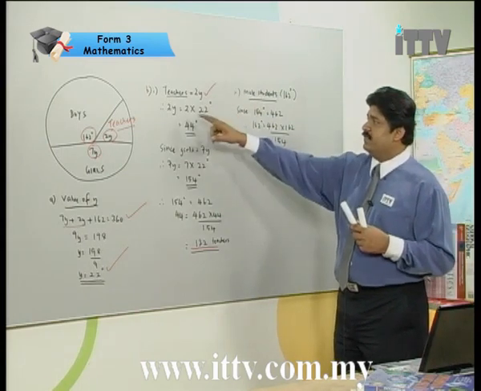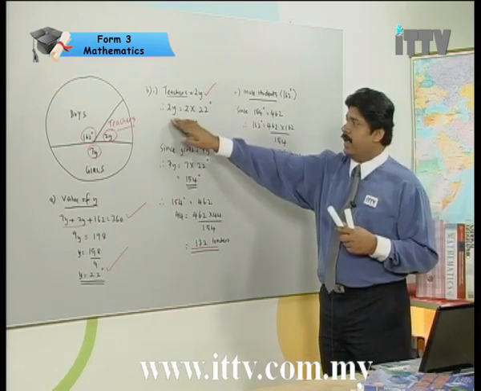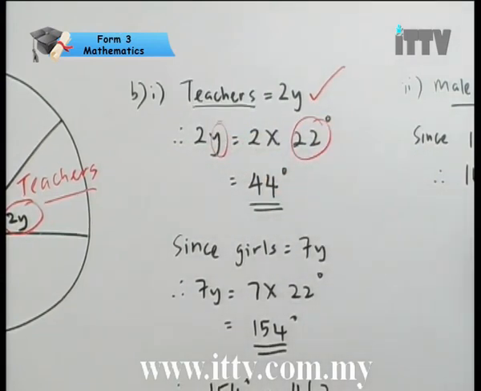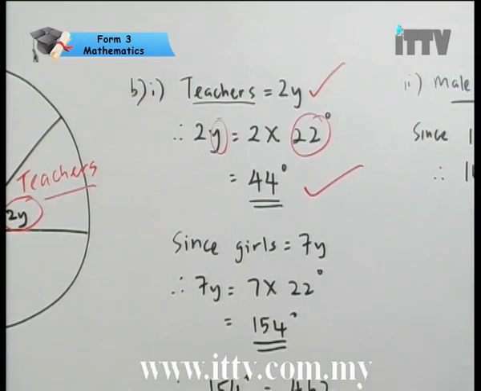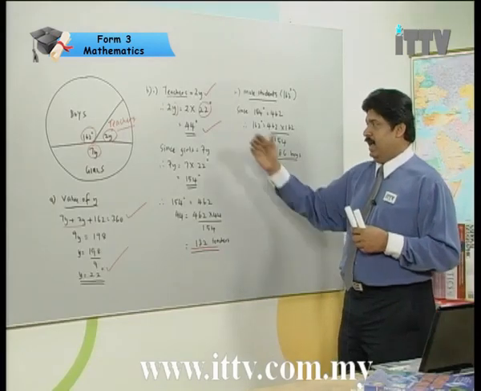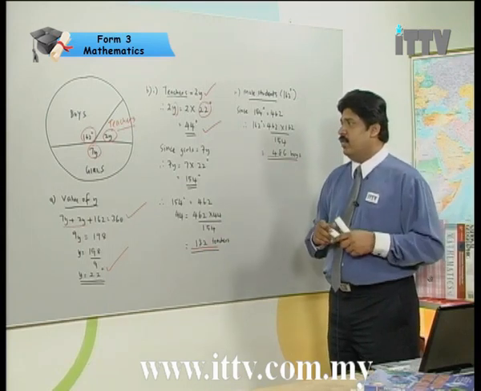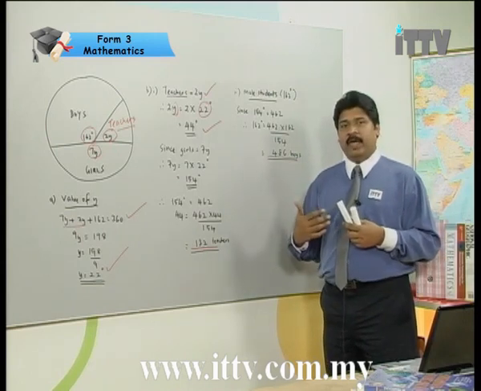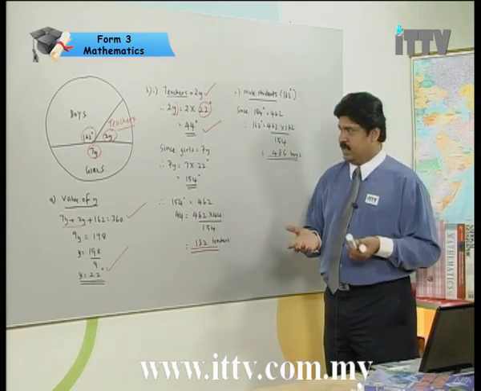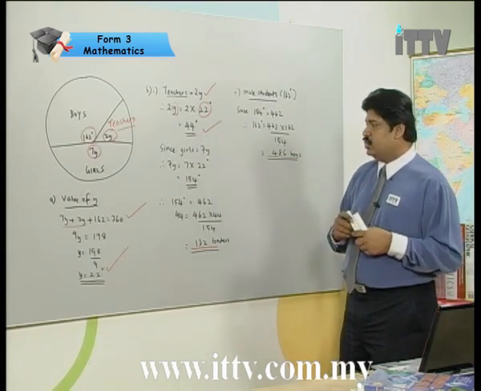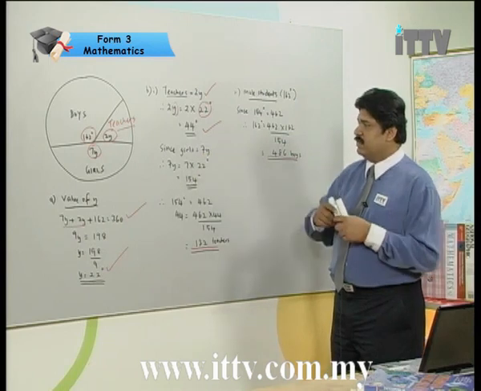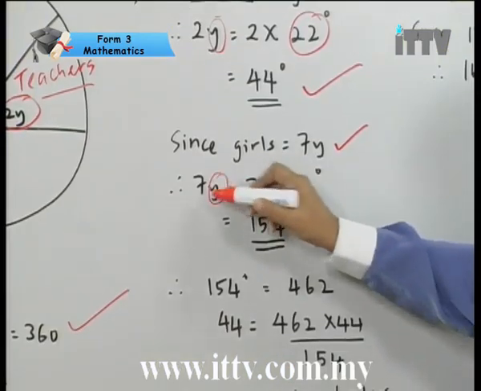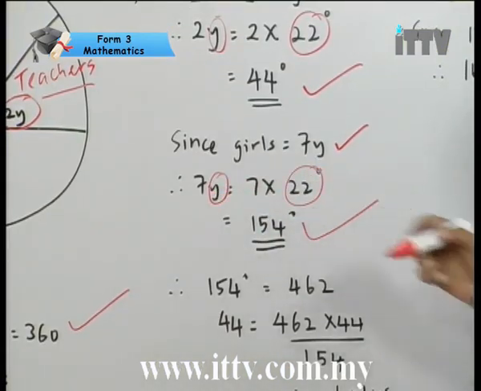Now, how much is the value of that angle? Since 2y equals 2 times y, and y equals 22, so 2 times 22, we get 44 degrees. Now, just because I know the value of the angle, that doesn't tell me how many teachers are there. So we have to fall back on some information given in the question. What have we been given? We are told that girls represent 7y. So 7y equals 7 times y, y equals 22, so 7 times 22, I get 154 degrees.